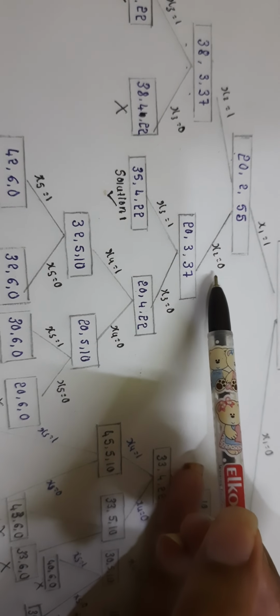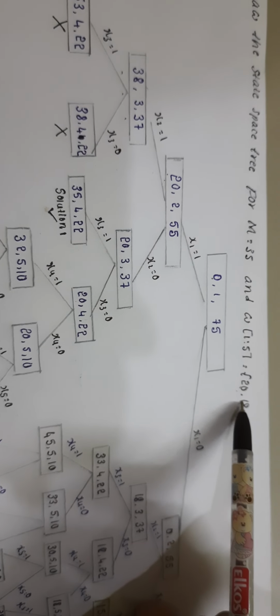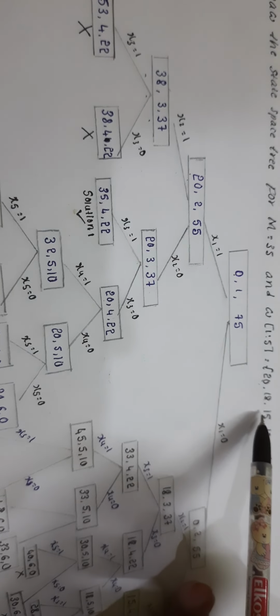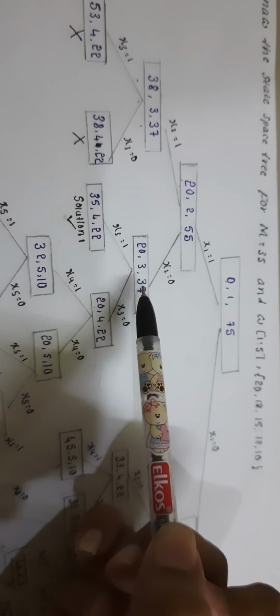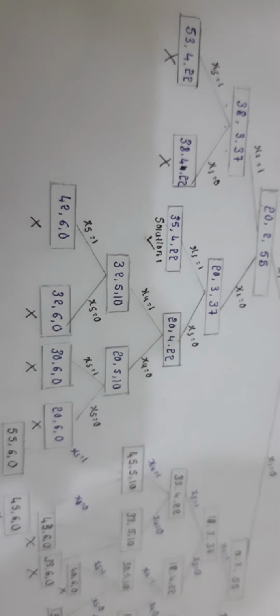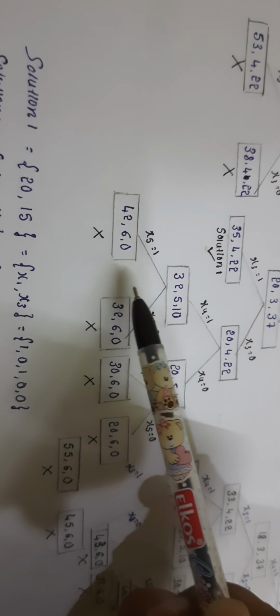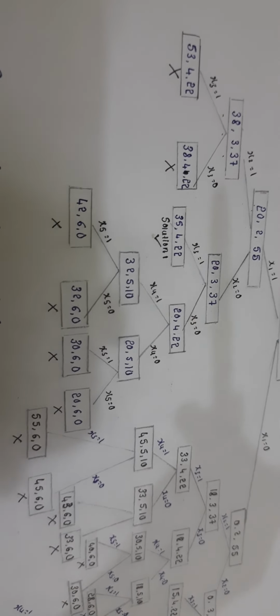And moving to this, consider the second object x2 is equal to 0: 20, 2 plus 1 is 3, 55 minus 18 is equal to 37. Again x3 is equal to 1 or x3 is equal to 0. With the third object, 20 plus 15 is equal to 35, 3 plus 1 is 4, 37 minus 15 is equal to 22. Here m is equal to 35, so this is solution 1. And moving to this, 42 is greater than 35, so we have to kill this node.